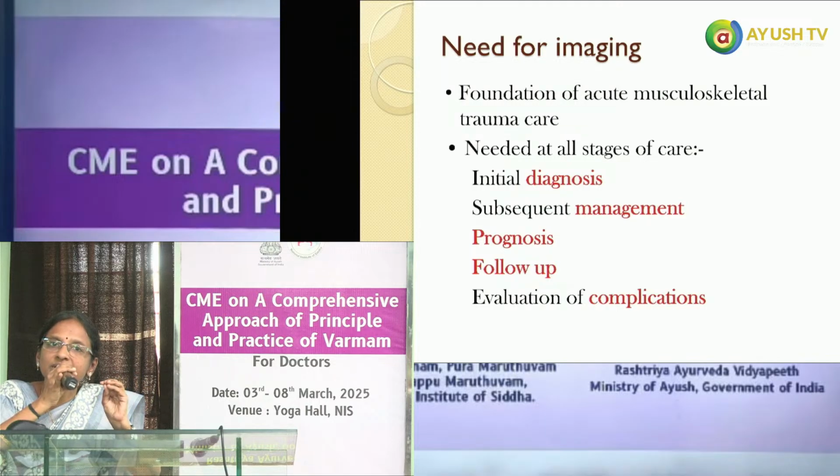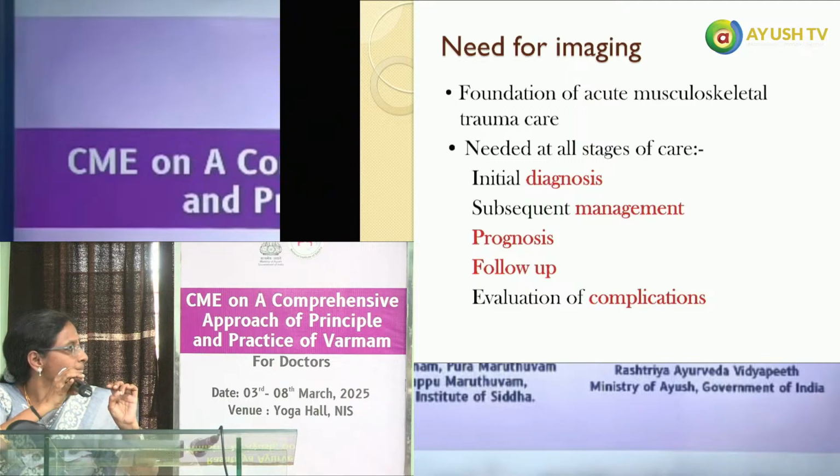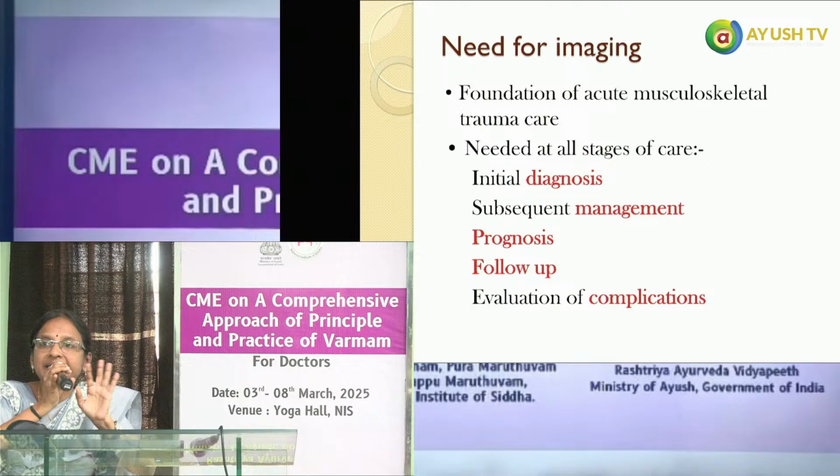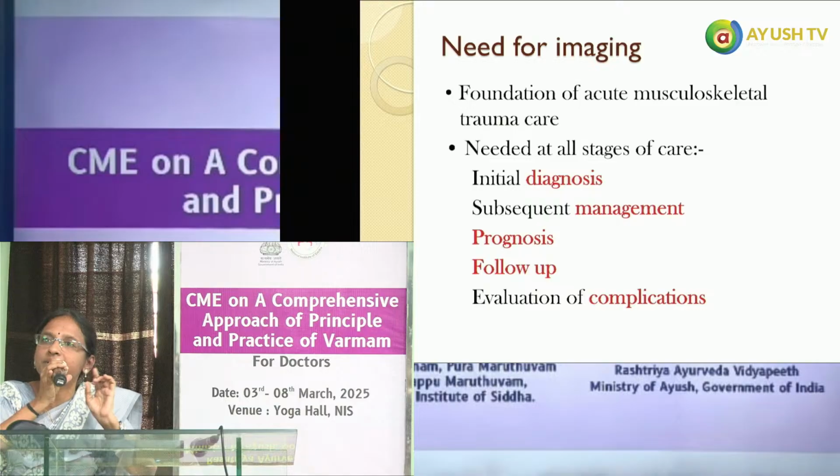So in those conditions where our clinical diagnosis is suspicious or doubtful, we will go for an investigation to confirm our diagnosis. Subsequent management: will this patient have conservative treatment, can we put a cast and fix it, or is surgery required? For that, a little extra information beyond the clinical diagnosis will be required, so we will have to go for imaging tests. Prognosis: will this fracture heal well, or are there chances of malunion or non-union? To know that also, we will have to do some investigations.